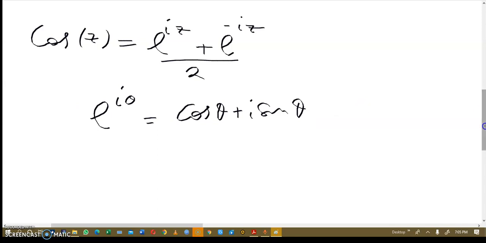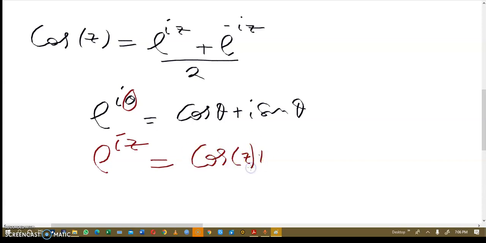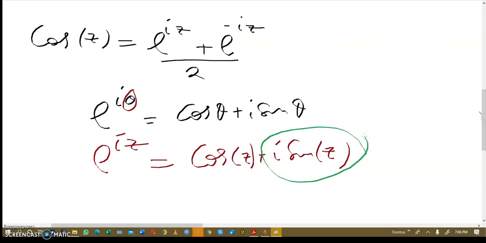Now, looking at Euler's formula, where there is theta, we put z. We're going to have e to the iz equals cos z plus i sine z. As you can see already, the cos z part we are looking for is there. What is left is for us to find a way to get rid of the sine part, and we can do that by making use of an identity.